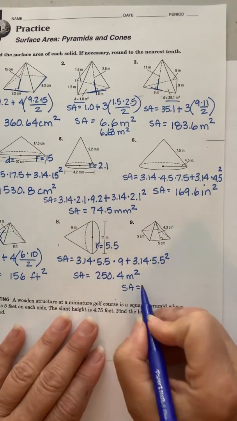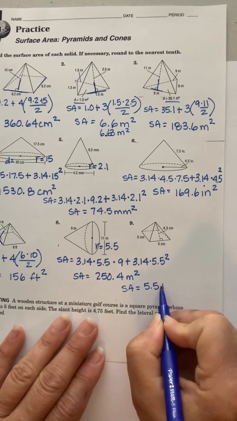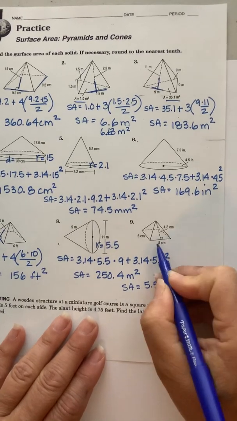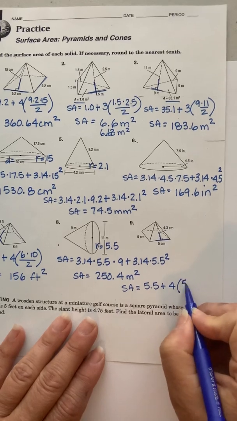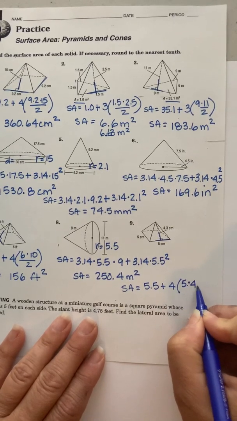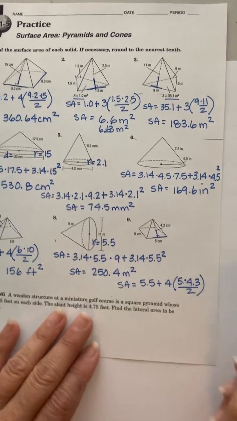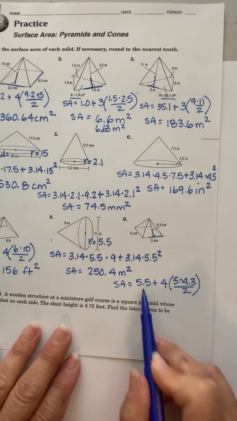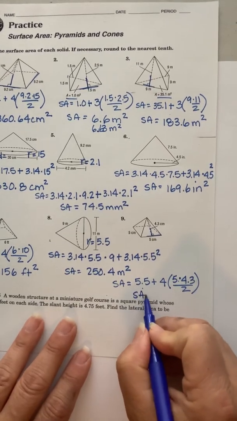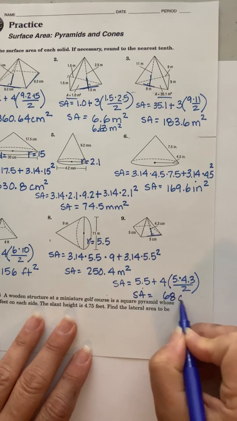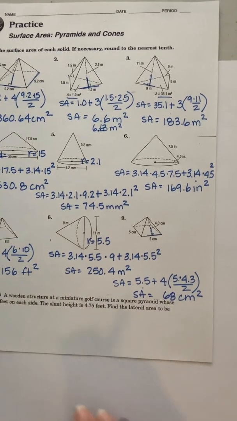One more square pyramid. You've got the length and the width, and then you have 4 triangles that have a base of 5 and 4.3. 5 times 4.3 divided by 2. That's the triangle. There's 4 of them, and that's the square. So that came out to 68 centimeters squared.